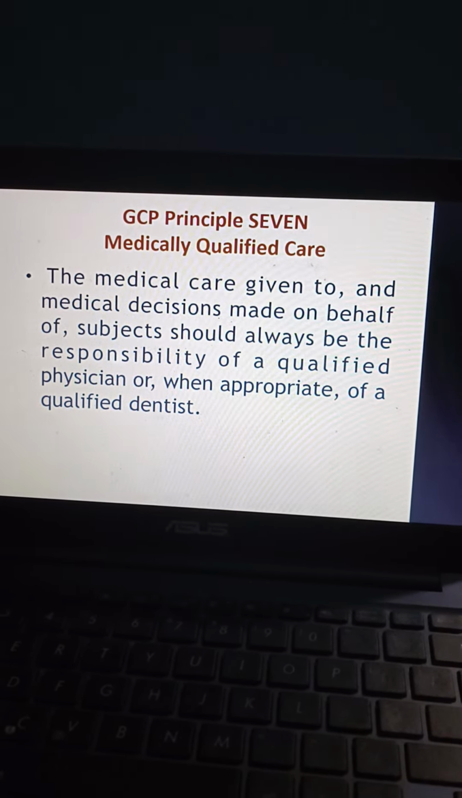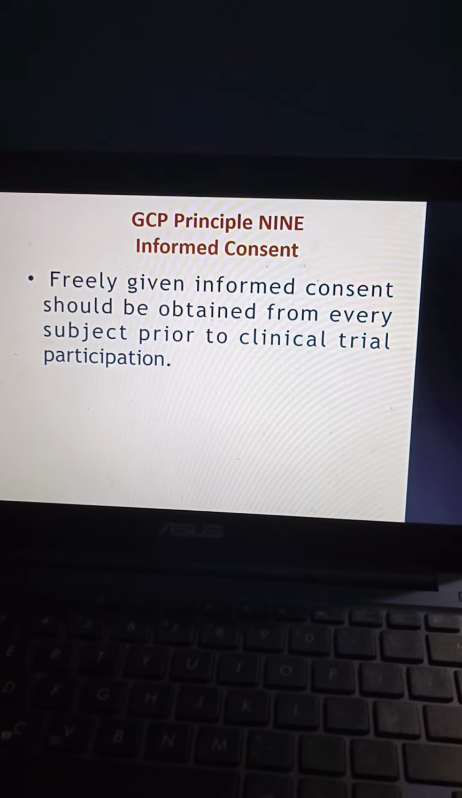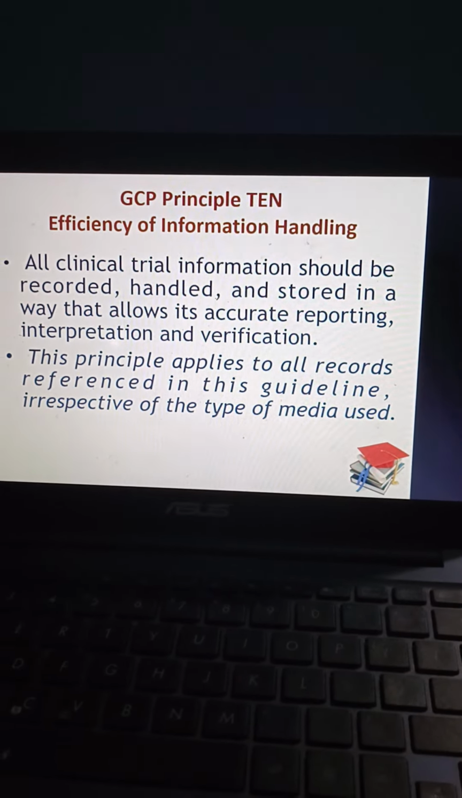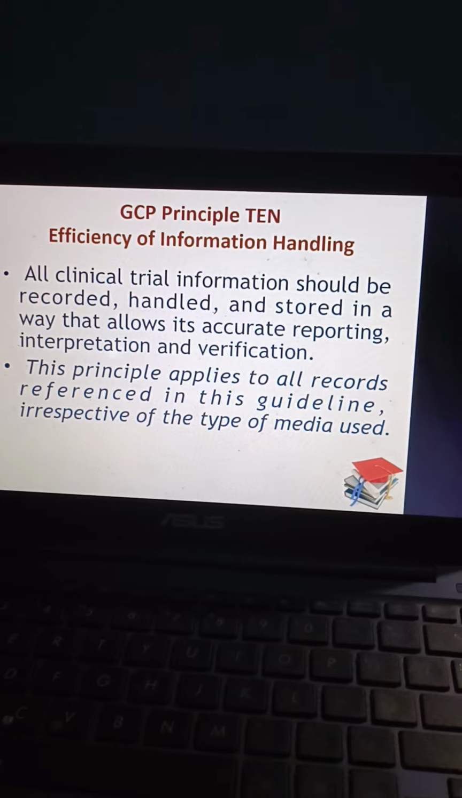Freely given informed consent should be obtained from every subject prior to clinical trial participation. Then GCP Principle 10, efficiency of information handling. All clinical trial information should be recorded, handled, and stored in a way that allows its accurate reporting, interpretation, and verification. This principle applies to all records referenced in this guideline, irrespective of the type of media used.